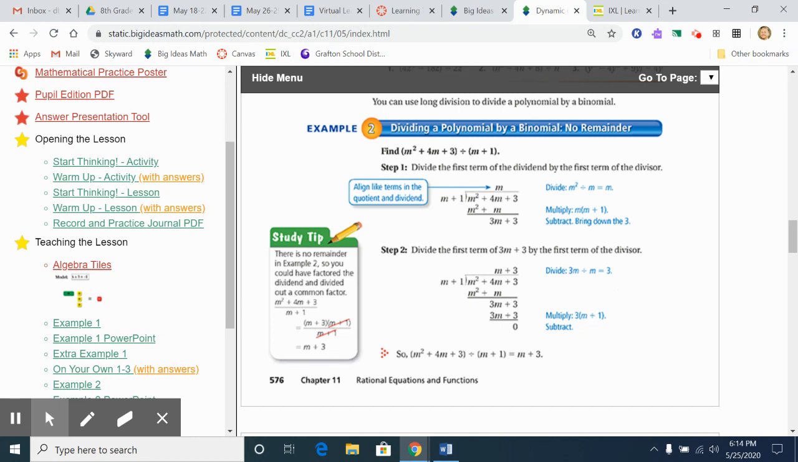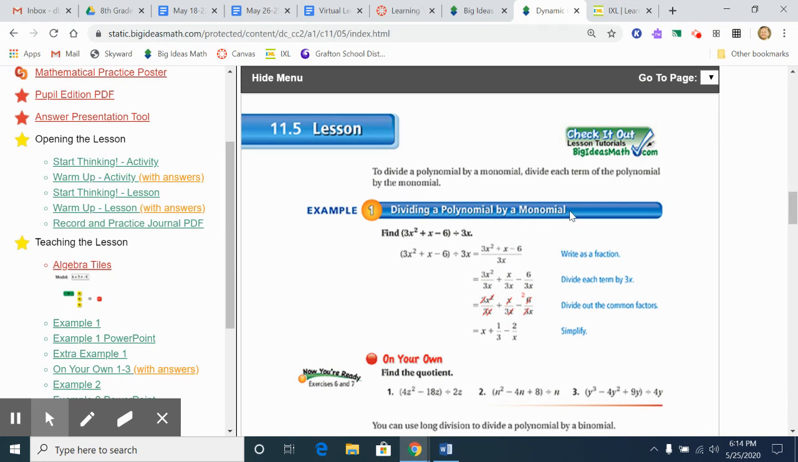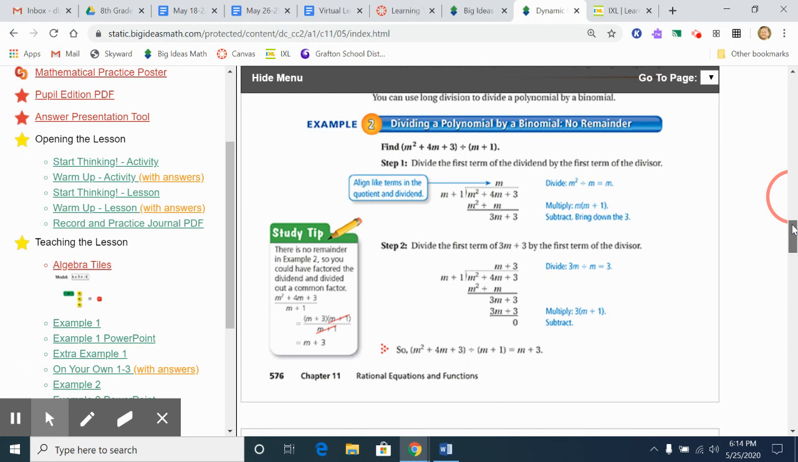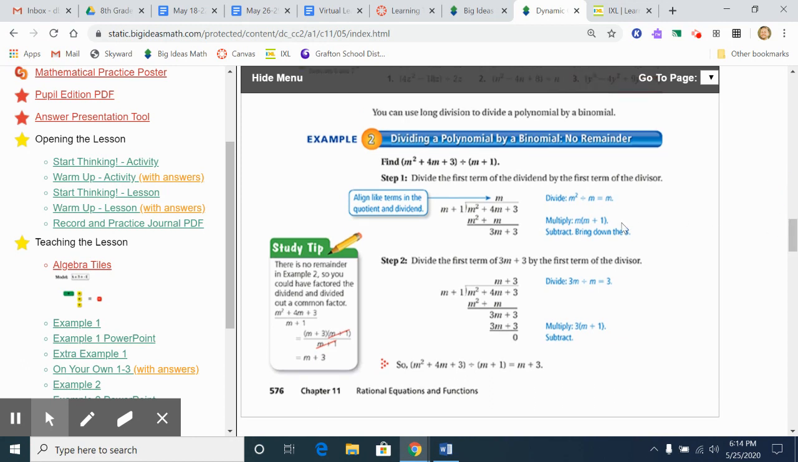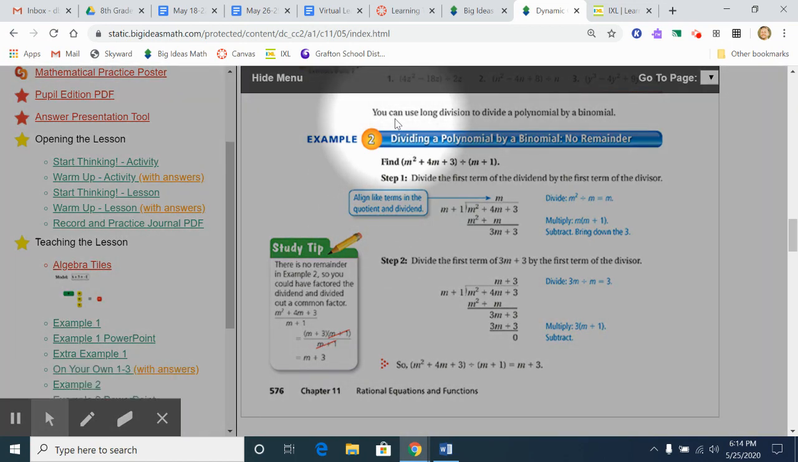So today we are going to finish up 11.5 and do part 2 of it. Just a reminder of what we're talking about. In 11.5, the first part, we were dividing by just a monomial, so just one term. Now, if we look at example 2, we're dividing a polynomial by a binomial. If we read right here, it's saying that we can use long division to divide a polynomial by a binomial. It can be a little confusing, but hopefully once I explain it, it'll make a lot more sense.